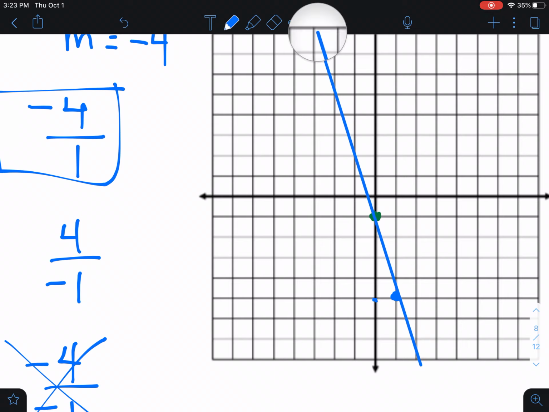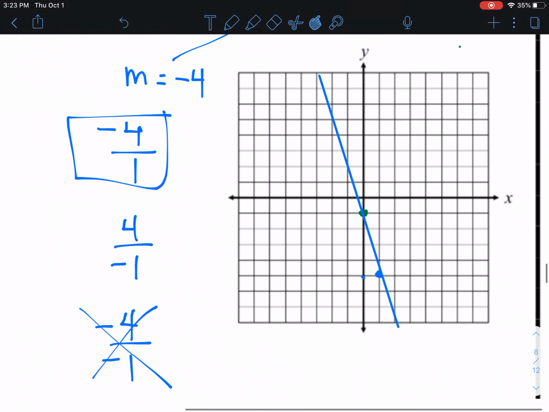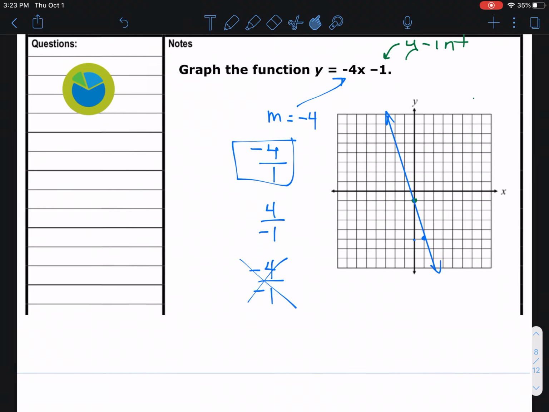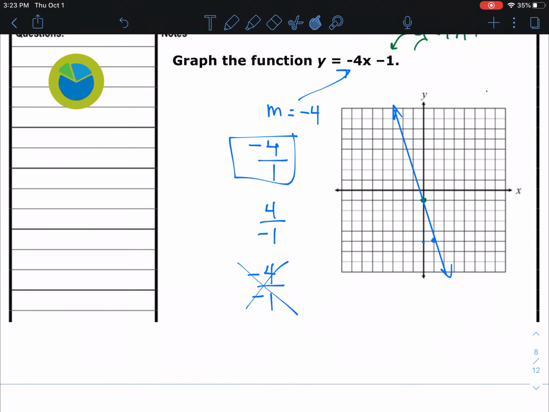And make sure your line goes all the way through the graph. And I'm going to put some arrowheads on this because this goes on forever. And now I've just graphed y equals negative 4x minus 1.